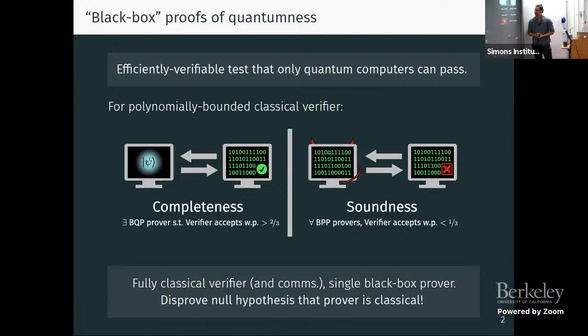Something that I think is kind of neat is that the soundness proof doesn't actually know anything about quantum mechanics. So what we're actually trying to do is disprove the null hypothesis that the prover we're interacting with is classical. The model of computation that we know might be able to do this is quantum mechanics. So in some sense, it's a proof of quantumness, but to be slightly more precise, we would even call it a proof of non-classicalness.